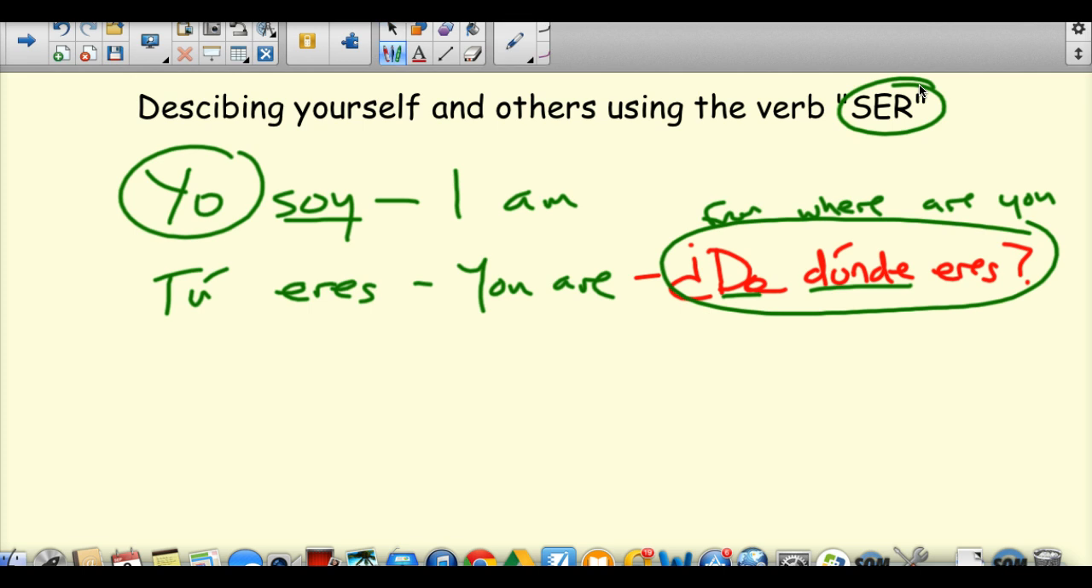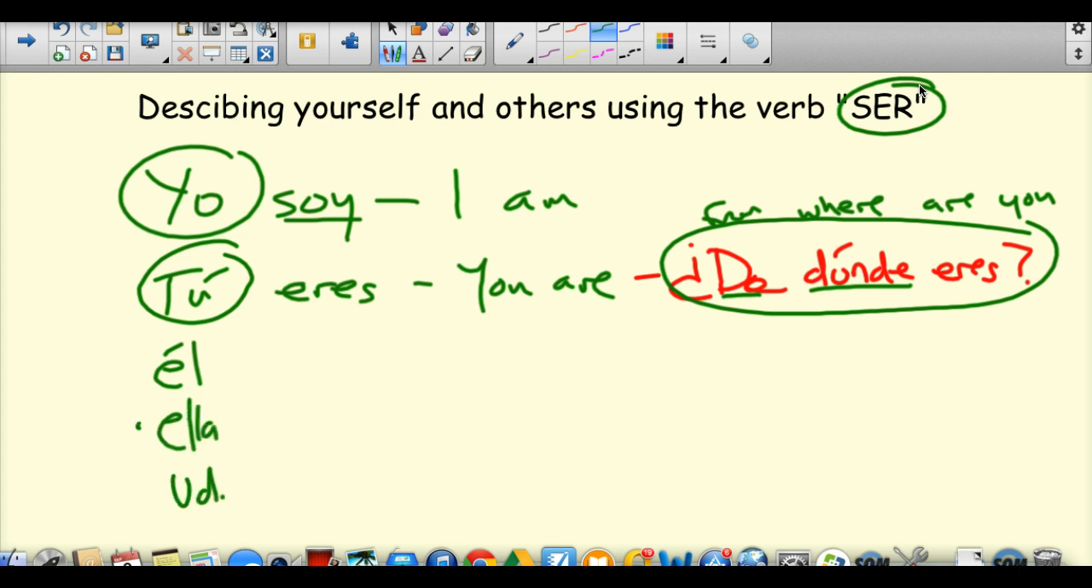So continuing on, we talked about yo, we talked about tú, and the other form that we're going to talk about is the él, ella, or usted form. The ones we're going to concentrate on for now are él and ella. You guys know that usted is the formal you. If you're talking to someone that you don't know well, you could say, like up here we said de dónde eres, de dónde es usted. But let's concentrate on él and ella.